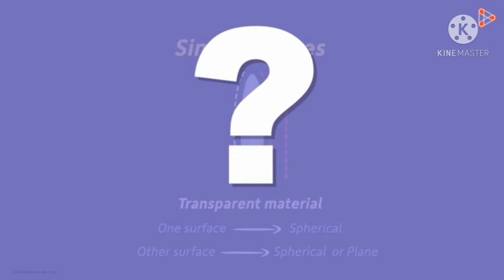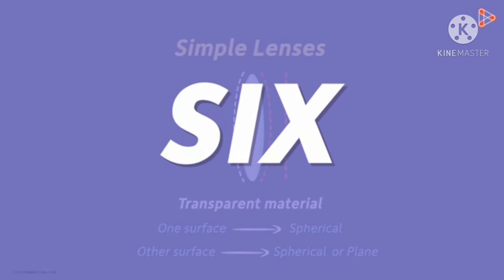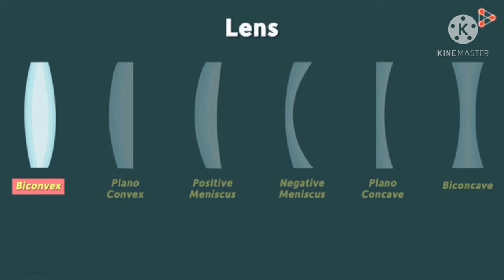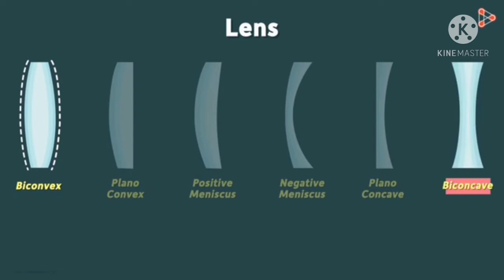Now I have a question for you, my dear children. Generally, how many types of lenses do we have? Six types of lenses. I told you two surfaces will be there for a lens. When the two surfaces are bulged outwards, that is a biconvex lens. The two outer surfaces are bulged. What about biconcave? The two surfaces are inward. They are not bulged.